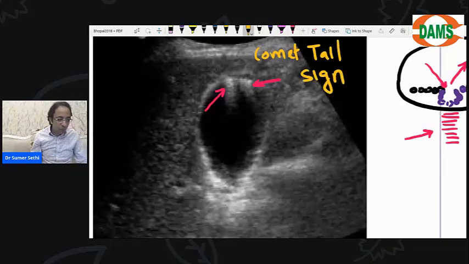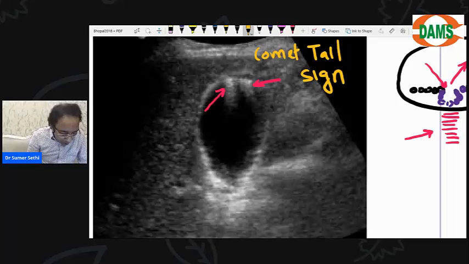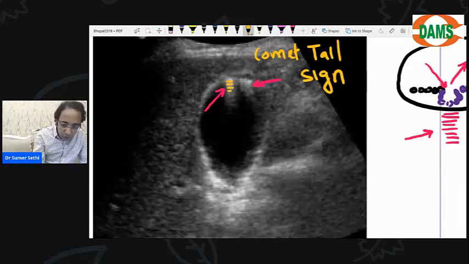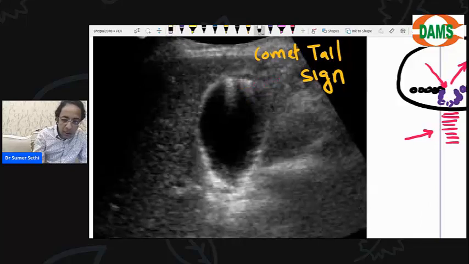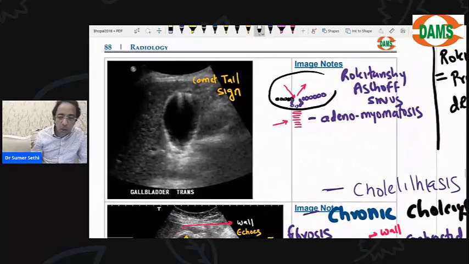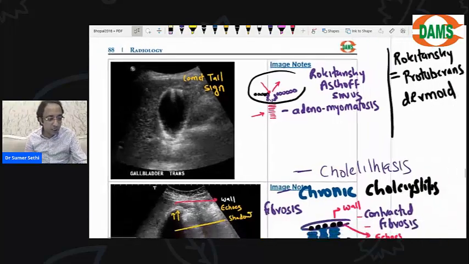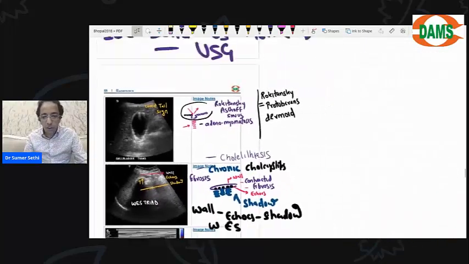So the only word I want you to remember, अगर gallbladder में आपको white tails wall से निकलती हुई दिखेंगी, that is called the comet tail sign. Comet tail sign seen in adenomyomatosis of the gallbladder. Comet tail sign seen in adenomyomatosis of the gallbladder.